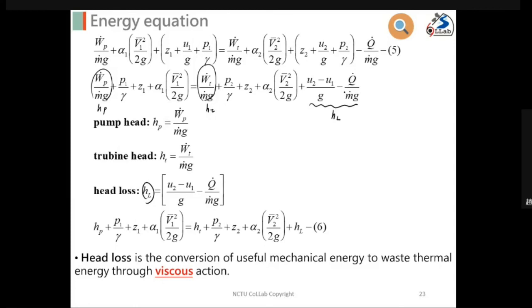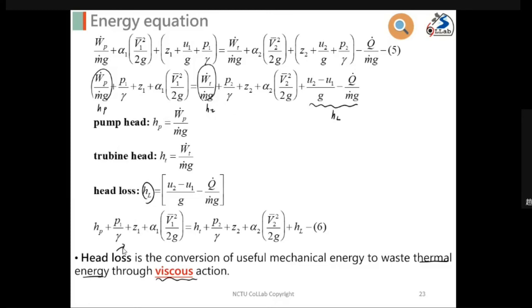So that means the internal energy change is equal to the heat transfer minus the work. Okay, and we know that the heat loss in the fluid problem is related to the thermal energy generated by the viscosity actions.